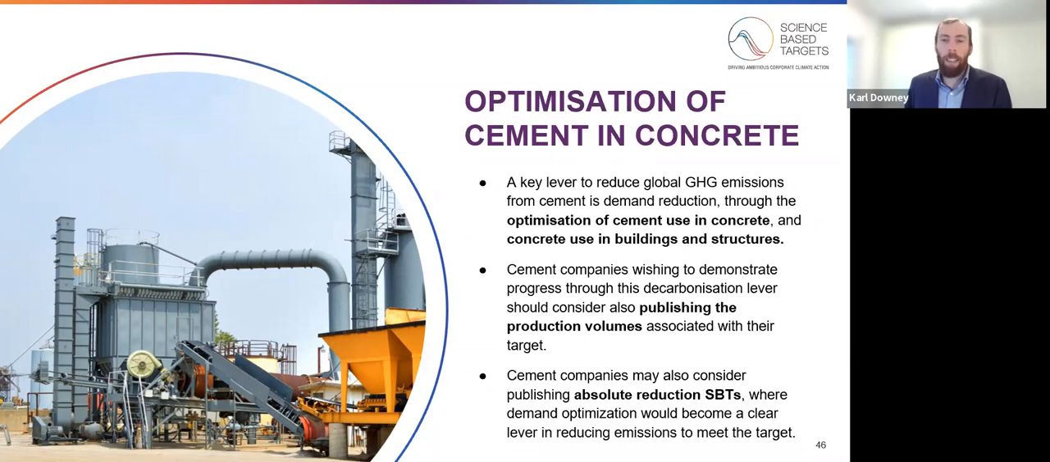So in the guidance, we provide some recommendations for how they can make sure that these are part of their target setting. One is they can publish the production volumes associated with their target year. So then stakeholders can see how much of their mitigation comes from optimizing their volumes. And another recommendation, which is similar, is developing targets in absolute terms rather than in intensity terms. These are just recommendations, they're not requirements.